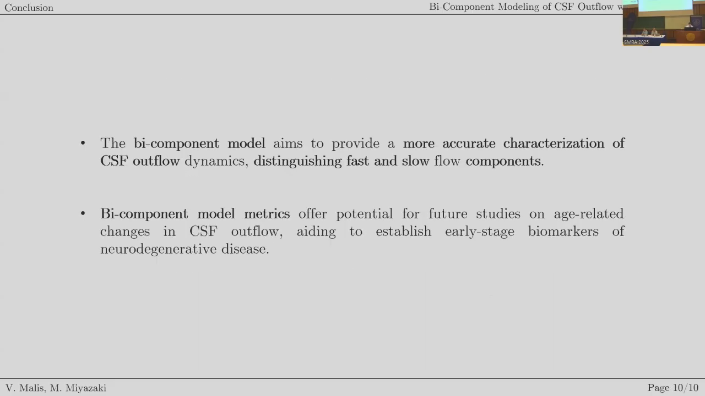To conclude, I would like to say that the bicomponent model aims to provide a more accurate characterization of CSF outflow dynamics, distinguishing between the fast and the slow flow components. So the bicomponent model metrics offer potential for future studies on age-related changes in CSF outflow, hopefully aiding us to establish some early-stage biomarkers of neurodegenerative diseases.